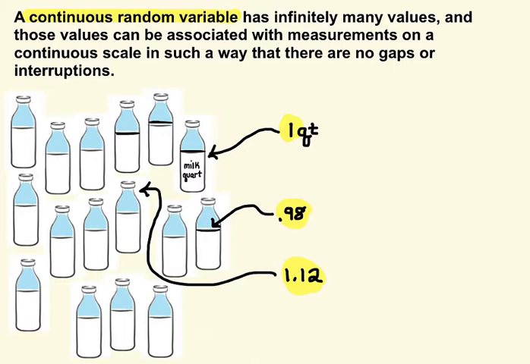So it's not a whole number value always. In the first case, 1 is a whole number value, but it can have a fractional part. So it can be greater than or less than or between two whole number values. So this is an example of a continuous random variable.